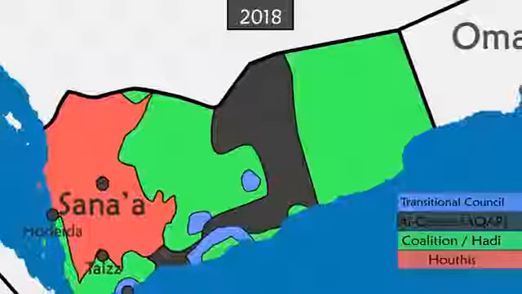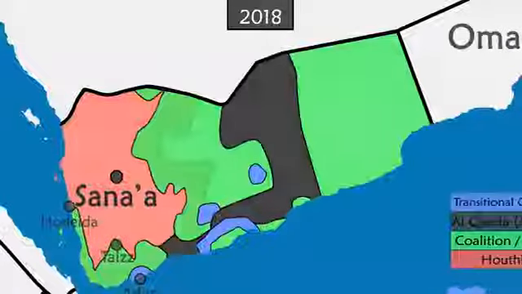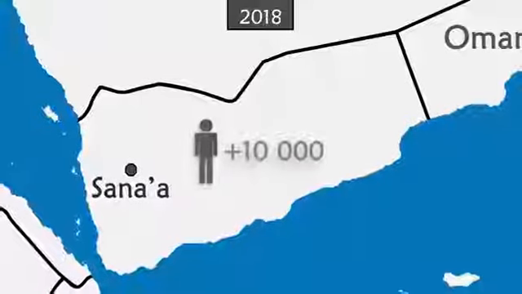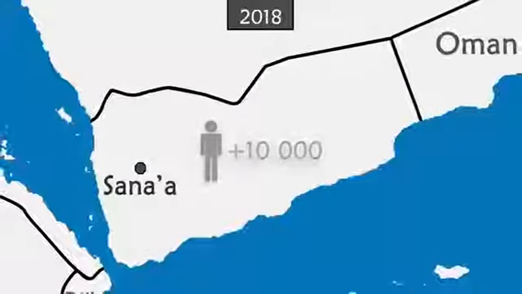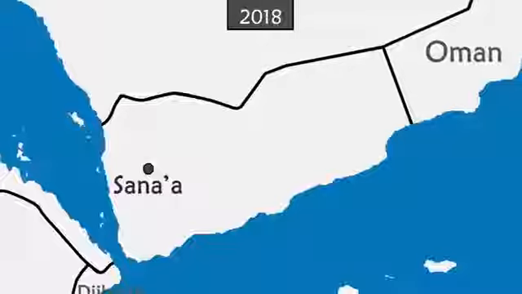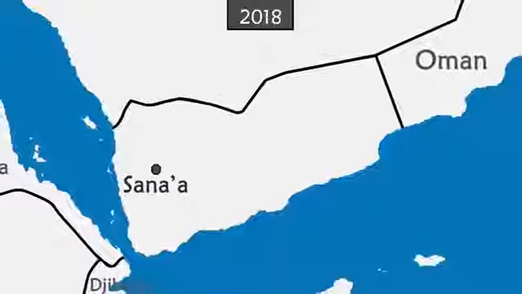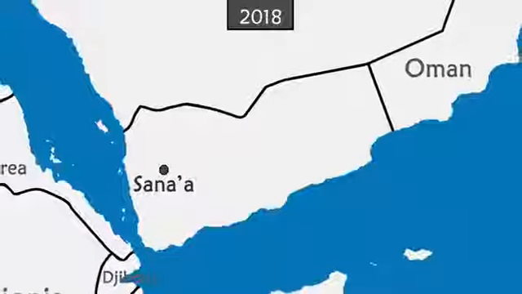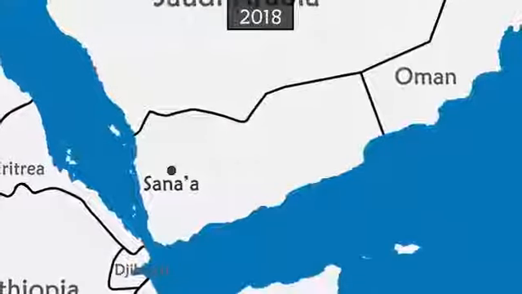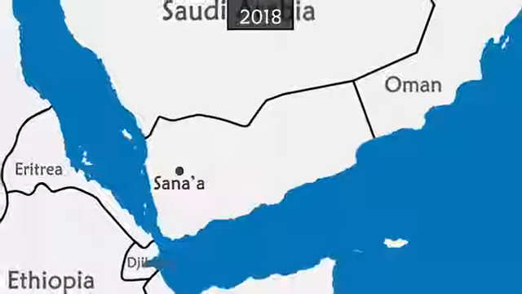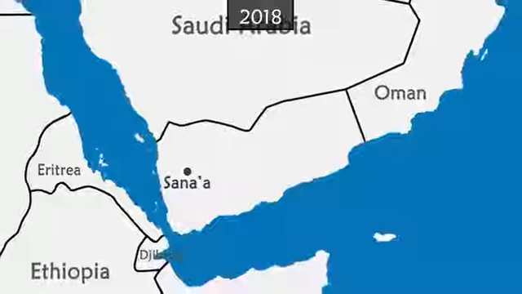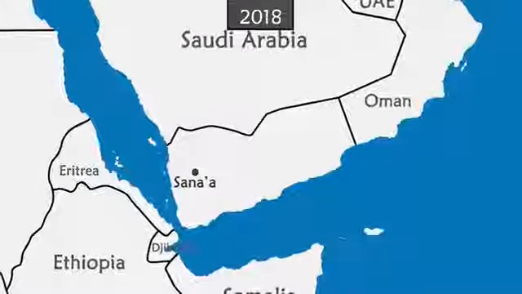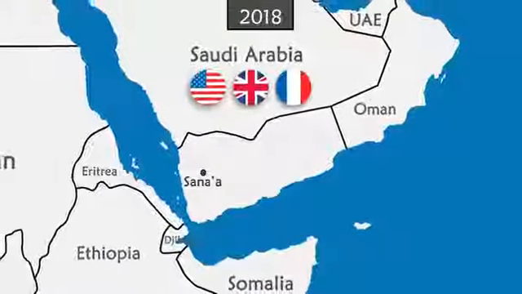The country is completely divided, and it is the Yemeni population that pays the ultimate price, with more than 10,000 dead in 4 years. According to the UN, the blockade imposed on the country has caused the worst humanitarian crisis on the planet. All this while the sale of arms to Saudi Arabia and the United Arab Emirates increases, resulting in big profits mainly for the United States, Great Britain and France.